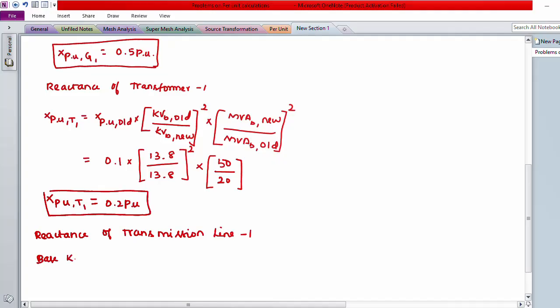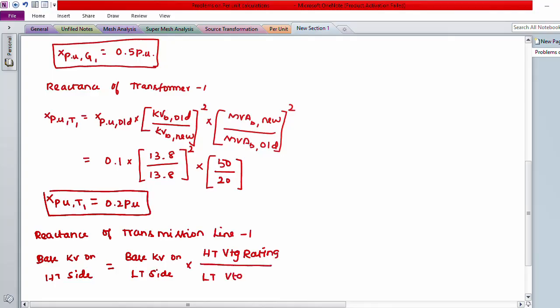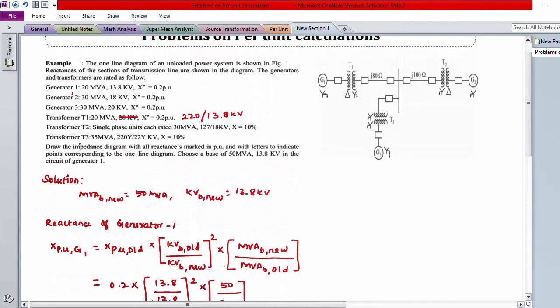base kV on HT side is equal to base kV on LT side into HT voltage rating divided by LT voltage rating. So by using this formula, now we have to determine the new base kV.